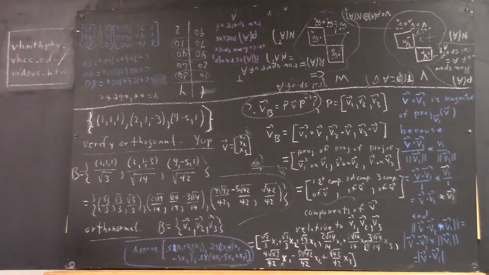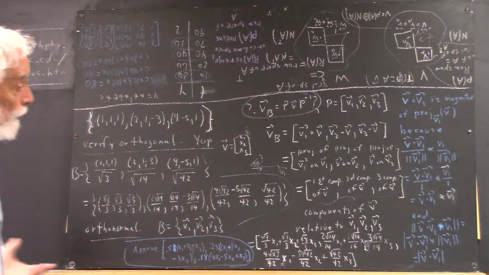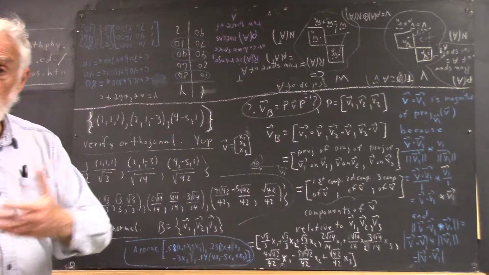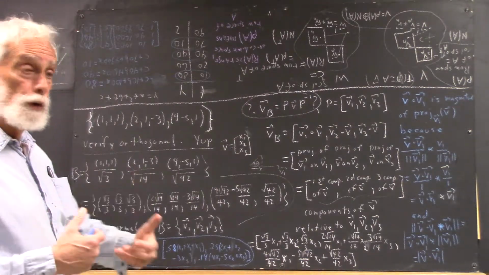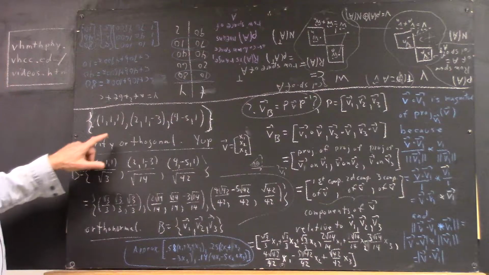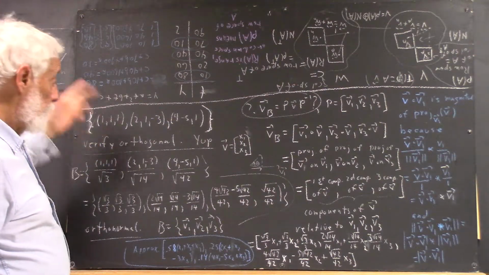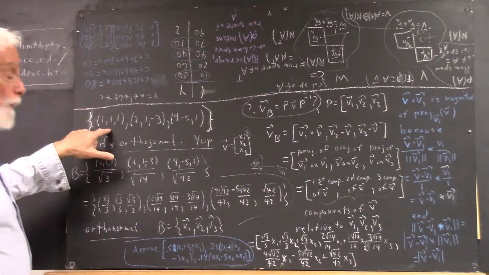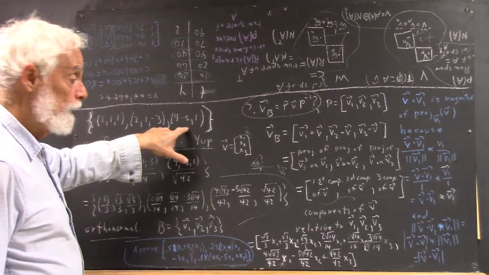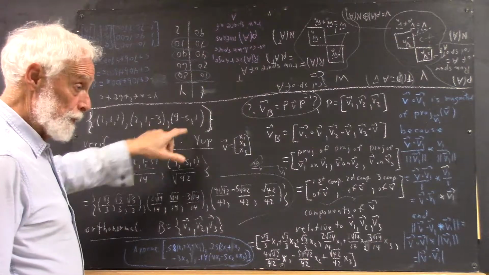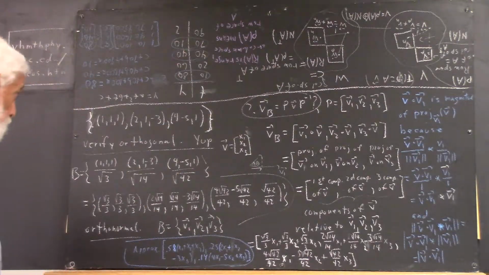Now we want to make it orthonormal. Orthonormal is the same thing as orthogonal, except all the vectors have to be unit vectors. So you get a bunch of orthogonal unit vectors. Well, the magnitudes of these vectors, and you can work it out yourself: the magnitude of this one is square root of 3, this one is the square root of 14, and this one is the square root of 42.